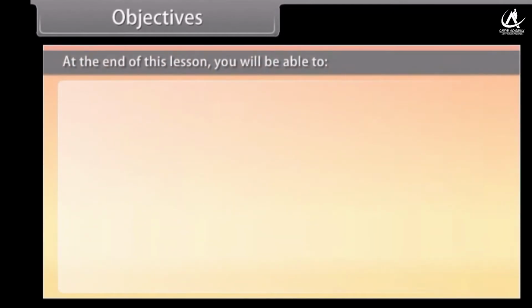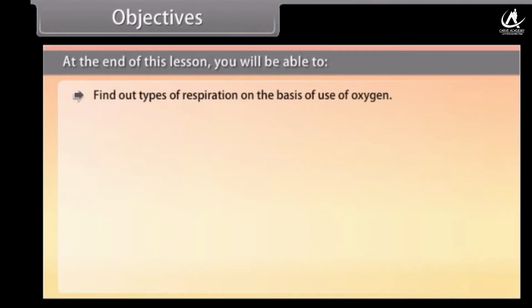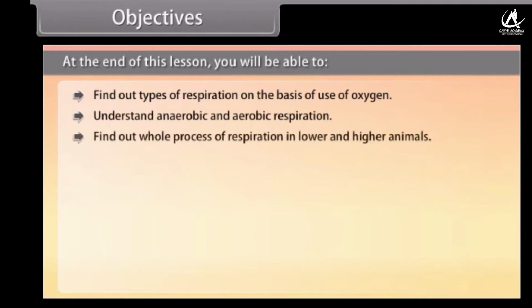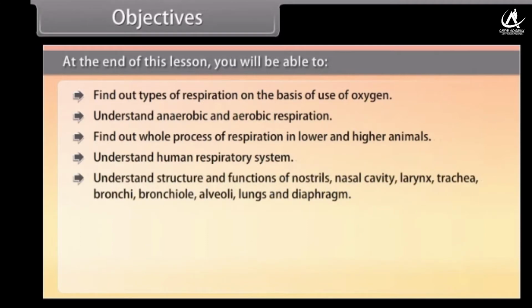Objectives. At the end of this lesson, you'll be able to find out types of respiration on the basis of use of oxygen, understand anaerobic and aerobic respiration, find out the whole process of respiration in lower and higher animals, understand the human respiratory system, and understand the structure and functions of nostrils, nasal cavity, larynx, trachea, bronchi, bronchiole, alveoli, lungs, and diaphragm.